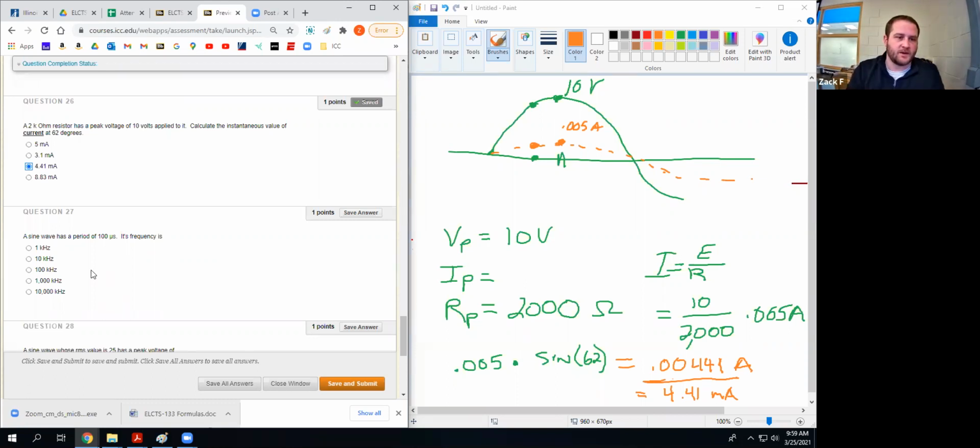A sine wave has a period of 100 microseconds. What is its frequency? Oh, 10,000, or 10K. 10,000 hertz.